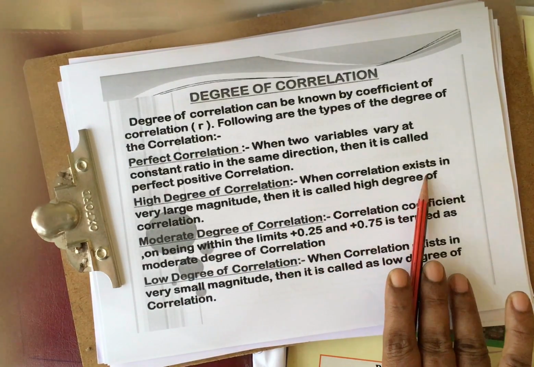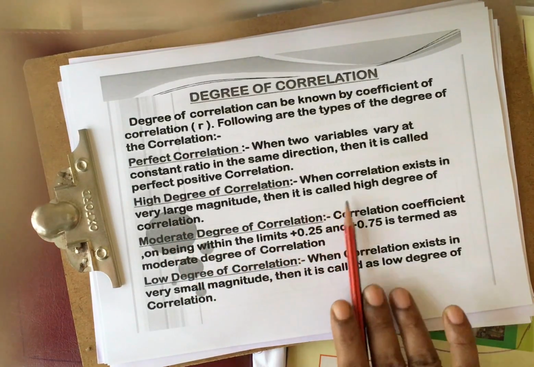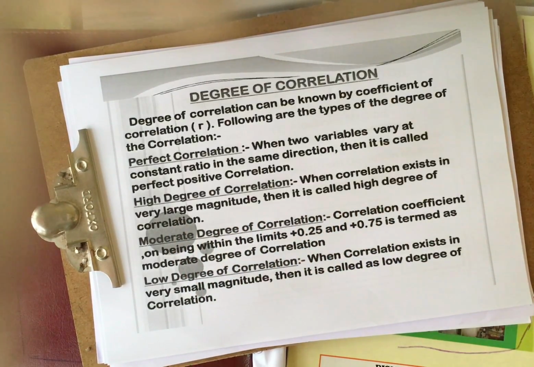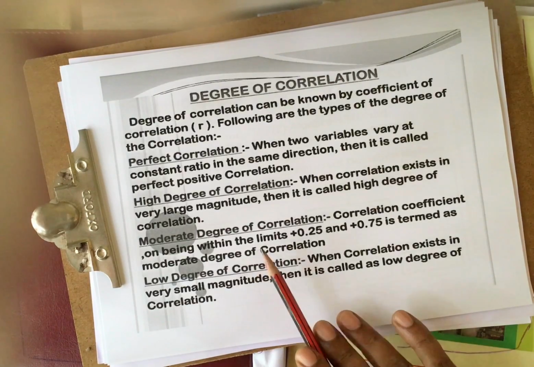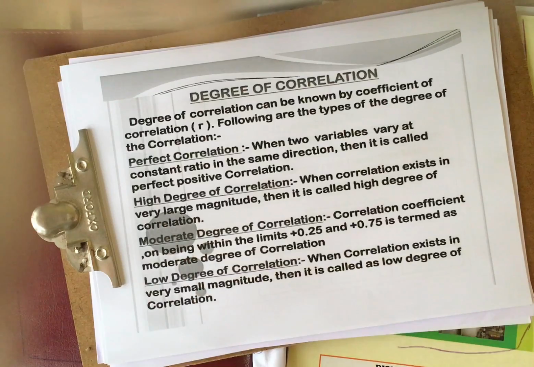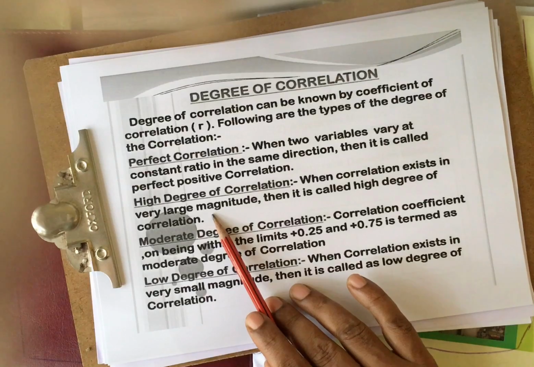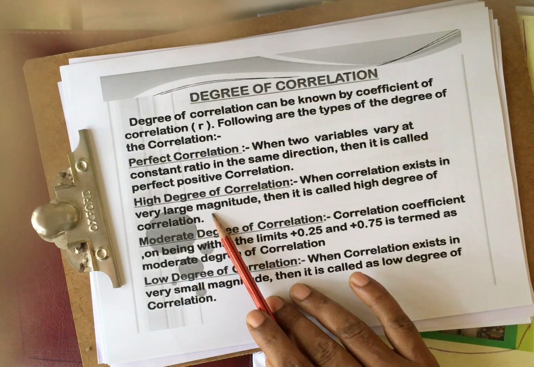Next, in the same way, high degree correlation. When correlation exceeds in very large magnitude, it is called high degree correlation. High degree correlation generally comes from 0.7 onwards till 0.9. The answer may be negative or positive. If negative is coming, it is negative correlation, if positive is coming, it is positive correlation. But the degree is high, meaning 0.7 onwards, we can say it.